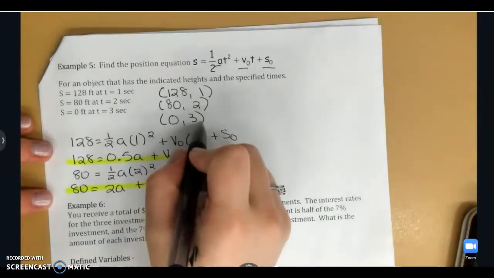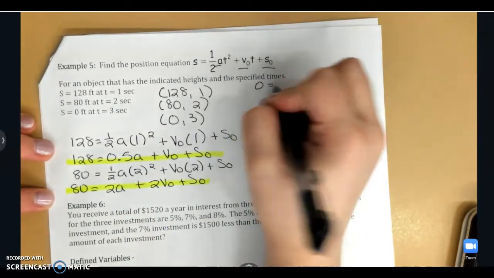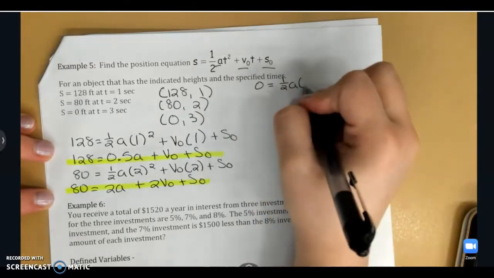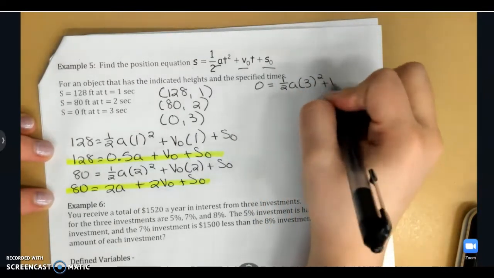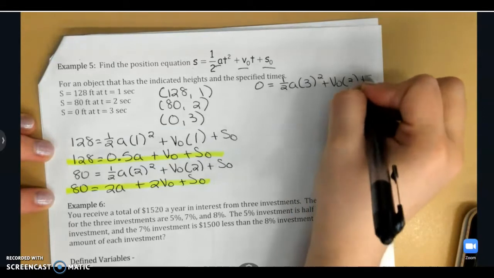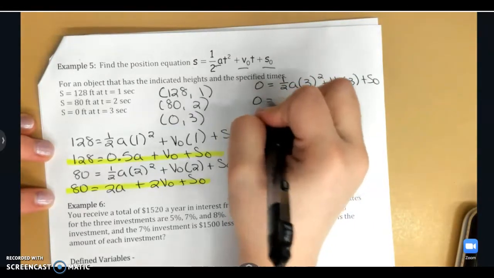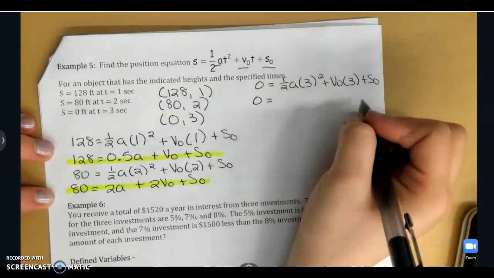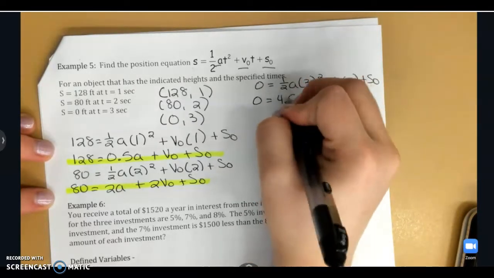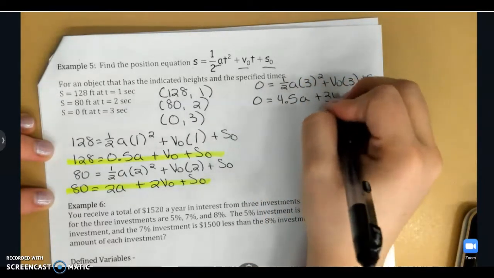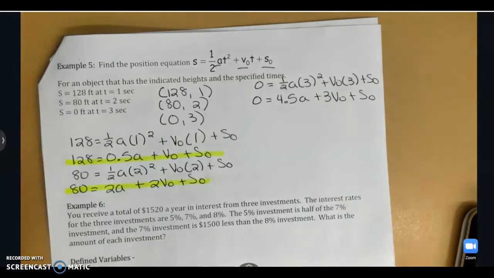Then our last set, 0, 3, so 0 is going to be equal to 1/2 A times 3 squared plus V naught times 3 plus S naught. So that's going to give us 3 squared is 9 times 1/2 gives us 4.5. And here is my third equation.